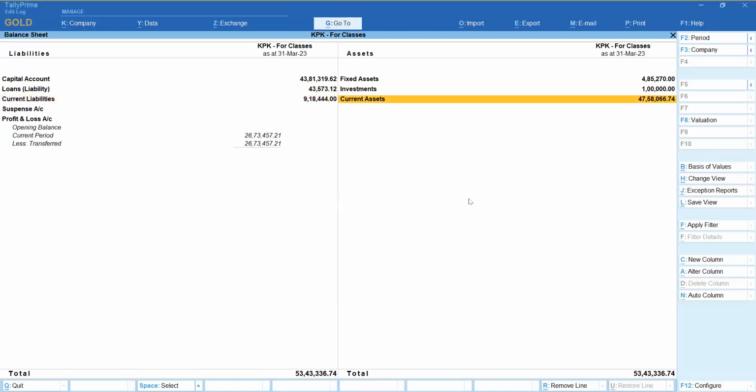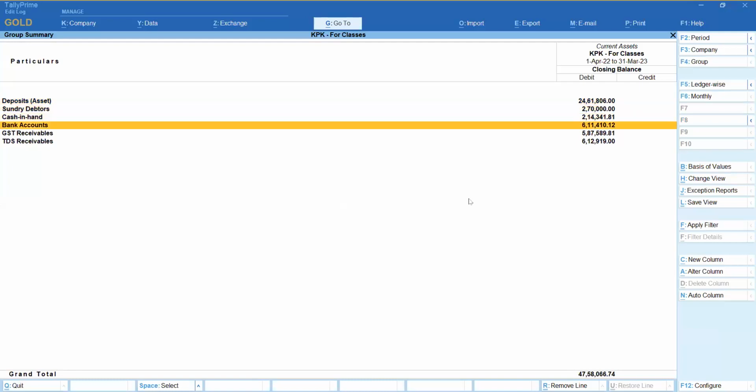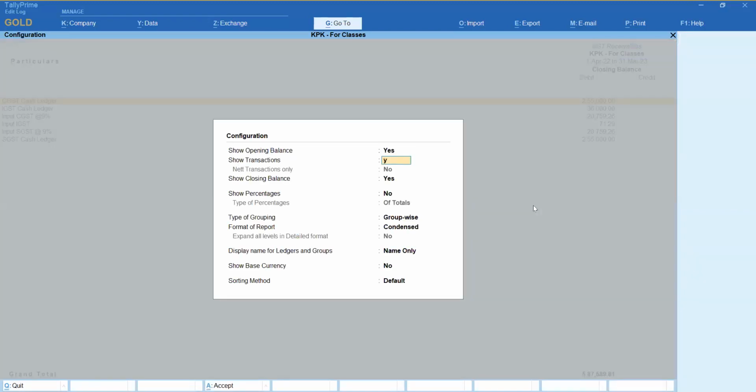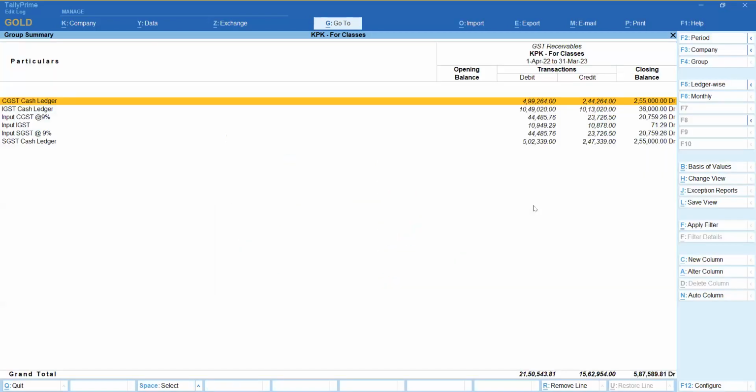So I am going to current assets. There I have created GST receivables, and here I have created various ledgers. For 22-23, I have taken the ledger, and I am taking transactions like opening balance, transactions during the period, and closing balance. I have created a few entries. You won't see an opening balance because I have done it for class purpose only.